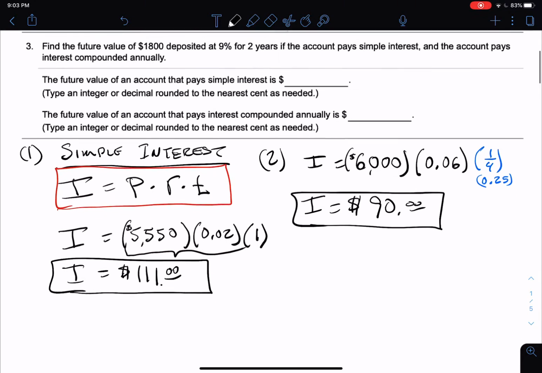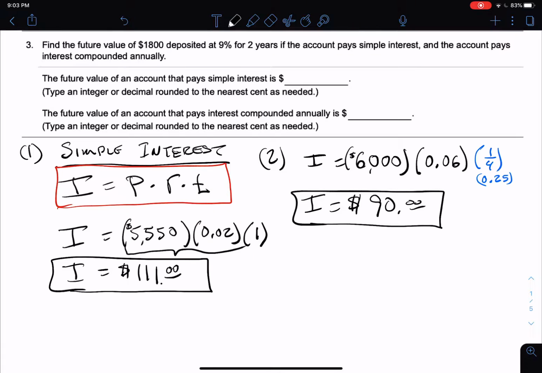Now, number three changes it up a little bit. They're not just looking for the interest, they're looking for the future value. So they're saying, if you start with a certain amount of money, in this case, $1,800, and it makes 9% interest for 2 years, the future value of that is what it's going to grow to. Okay, so let's write down some formulas for you.